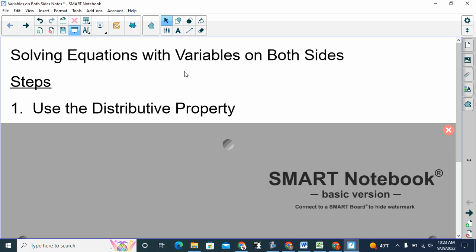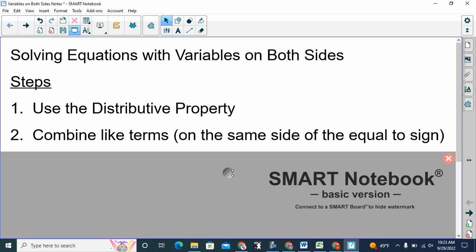We are always going to start by using the distributive property. That was step one. Step two last time said to combine any like terms. It's always been important to note, but especially with what we're doing today, it's important that we are only combining like terms if they are on the same side of the equal sign. We can combine like terms that are on the same side of the equal sign. We cannot combine them if they're on opposite sides.